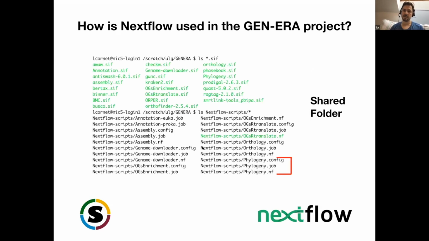So this is how it is presented for the user. They connect on NIC5, the cluster from Liège, and they have a series of files, 3 files for each workflow: a config file, a job file, and the Nextflow script. They can copy that in the directory and run the containers. So we have a shared folder for that. And also they have access, but only read access, to the container files that are used by this suite of files.